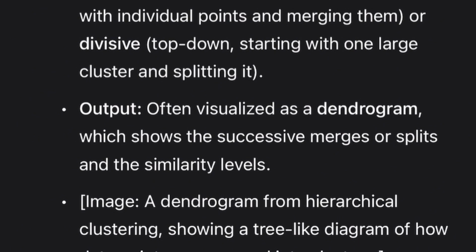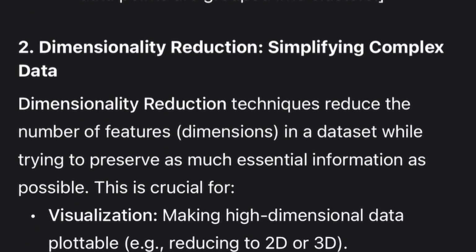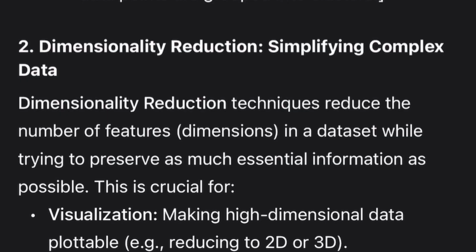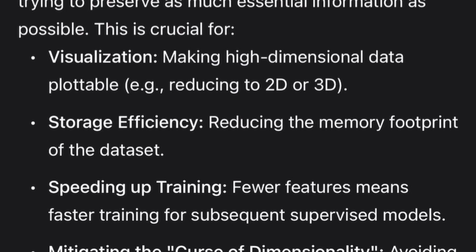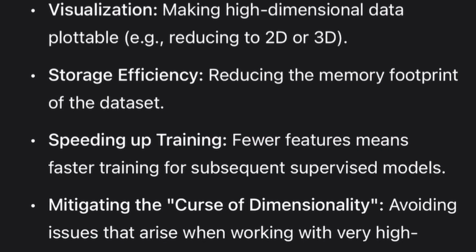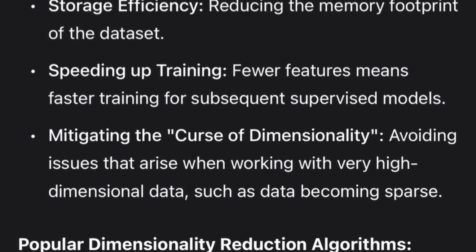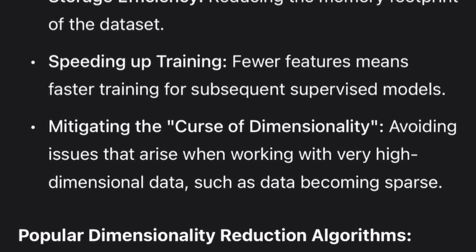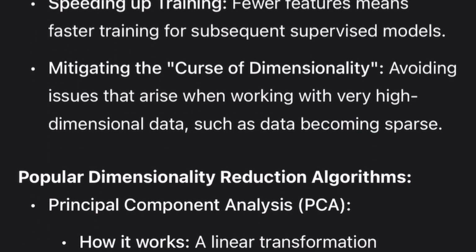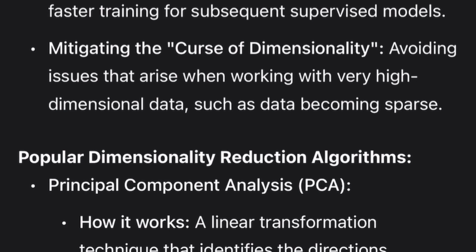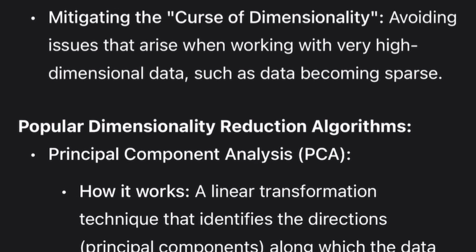2. Dimensionality reduction: simplifying complex data. Dimensionality reduction techniques reduce the number of features, dimensions, in a dataset while trying to preserve as much essential information as possible. This is crucial for visualization, making high-dimensional data plottable, e.g., reducing to 2D or 3D. Storage efficiency: reducing the memory footprint of the dataset. Speeding up training: fewer features means faster training for subsequent supervised models. Mitigating the curse of dimensionality: avoiding issues that arise when working with very high-dimensional data, such as data becoming sparse.